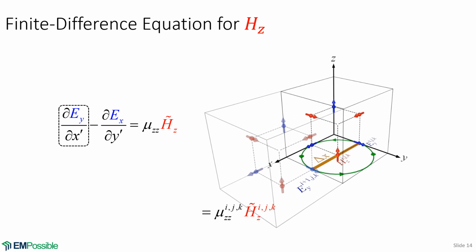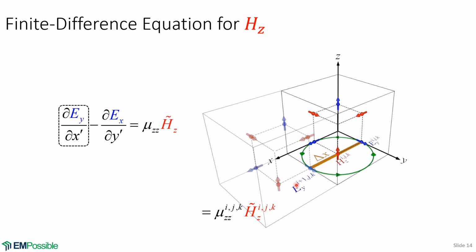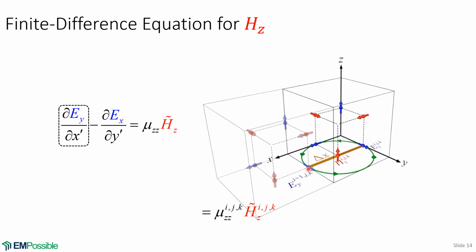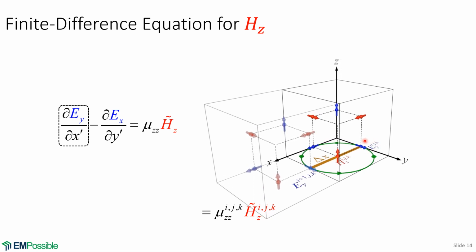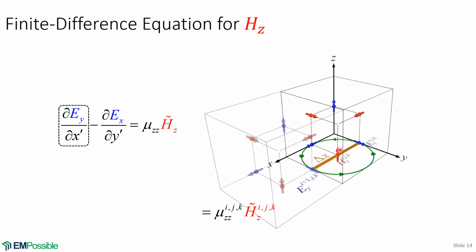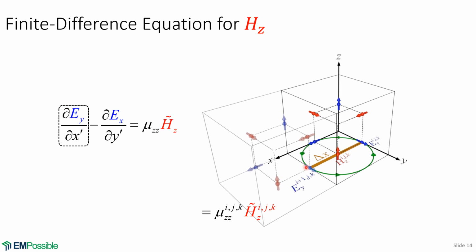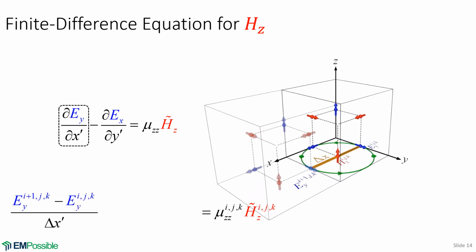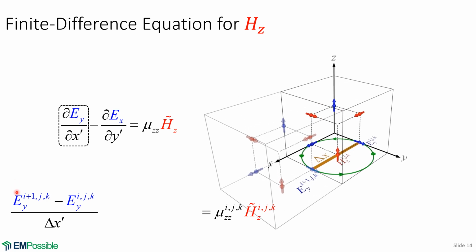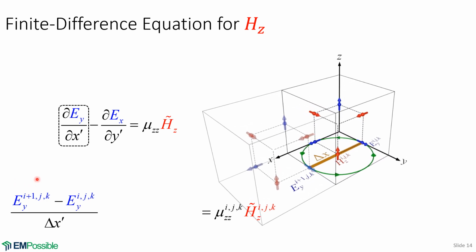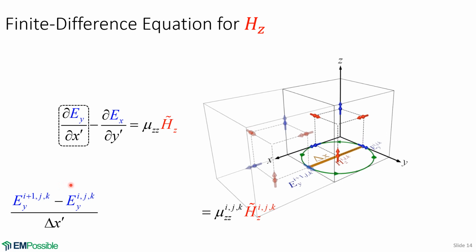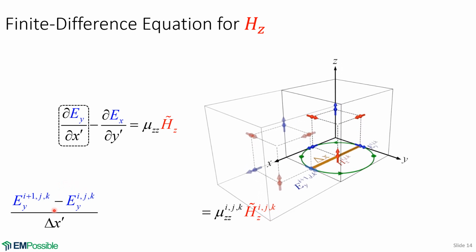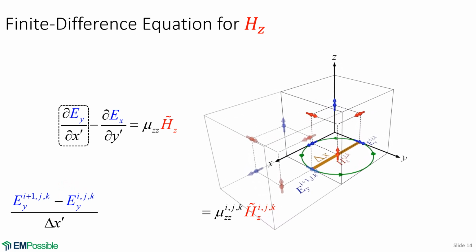So our finite difference approximation would be Ey from the next cell in the x direction minus Ey from the same cell divided by the spacing between them. And since this is in the x direction, that spacing is delta x. So here's how we write that. Ey from the next cell in the x direction minus Ey from the same cell divided by delta x.